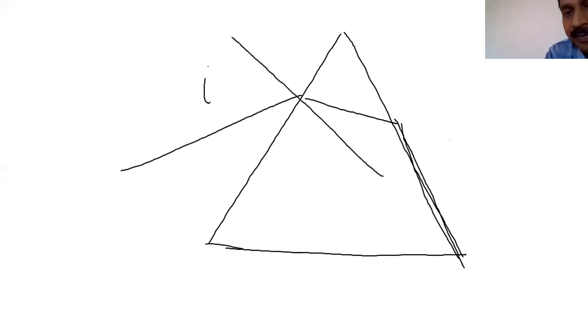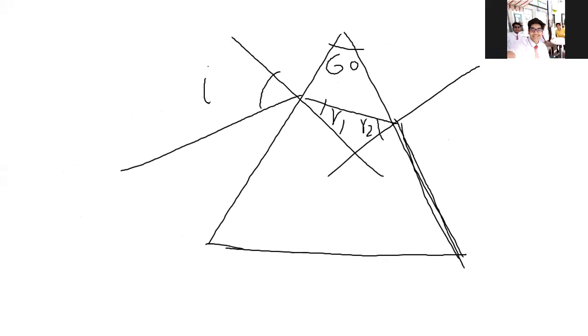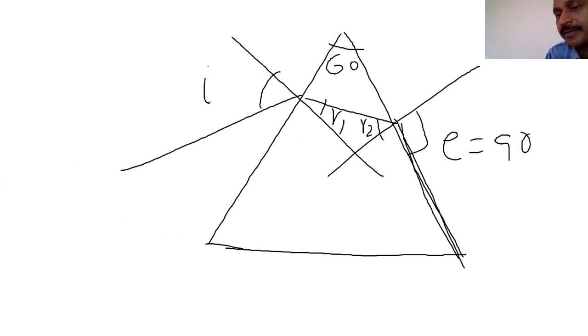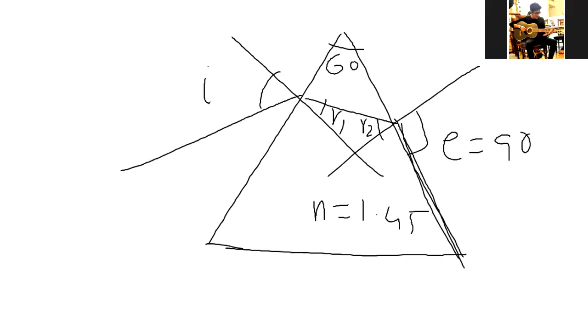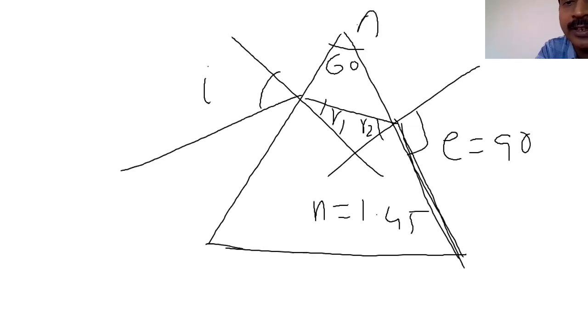This is 60. This angle is R1. If I draw normal here, this will be R2, and this angle is E, that is 90. And you know the refractive index of this is 1.45. Apply Snell's law on the second phase, AC.